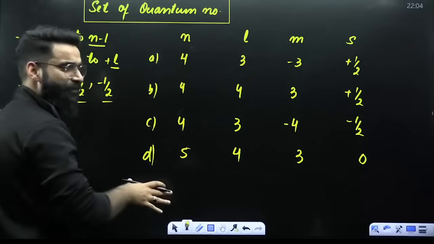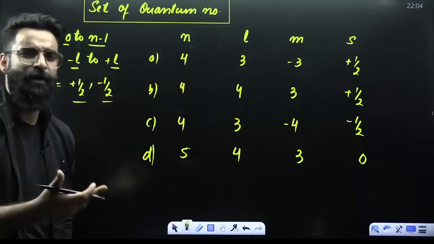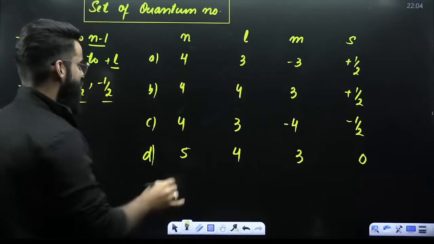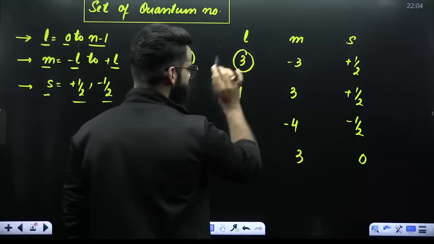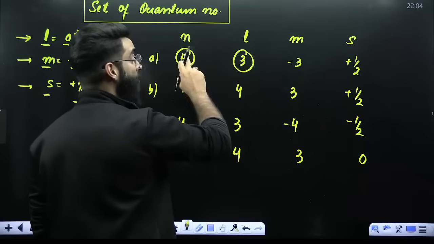Now, I have given a set of quantum numbers. You have to tell me which of the following is correct and which is incorrect. My dear students, look at the first option: n is 4, l is 3. That's correct because l is from 0 to n minus 1.